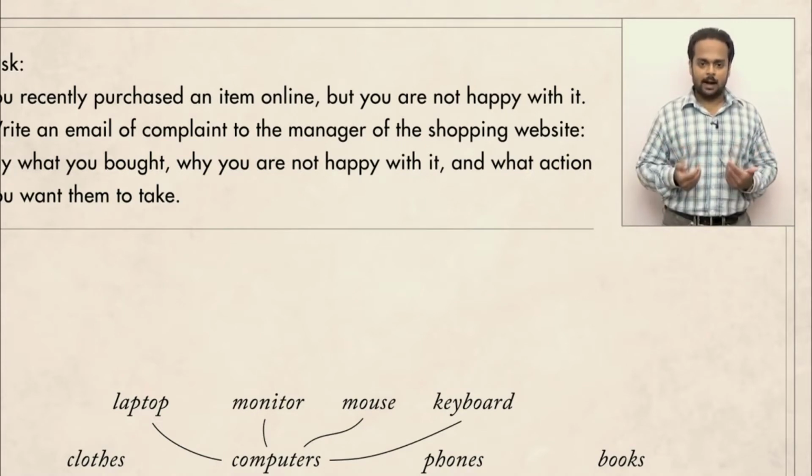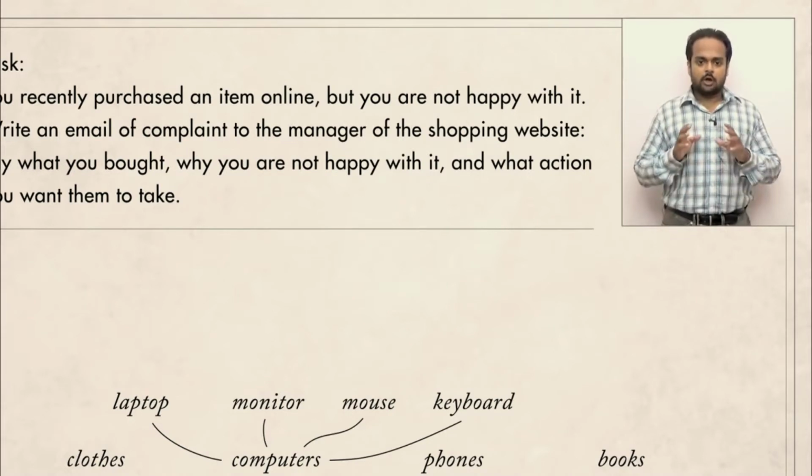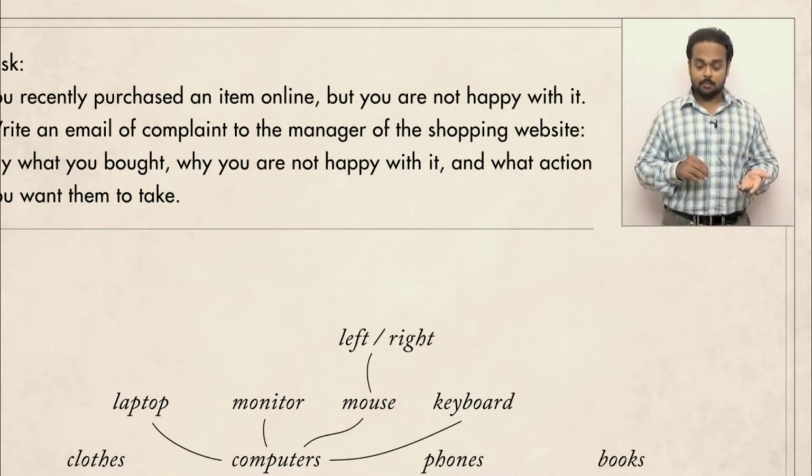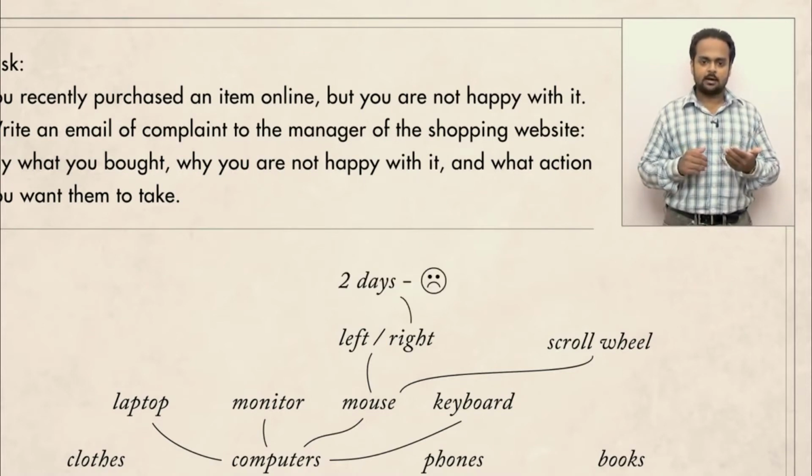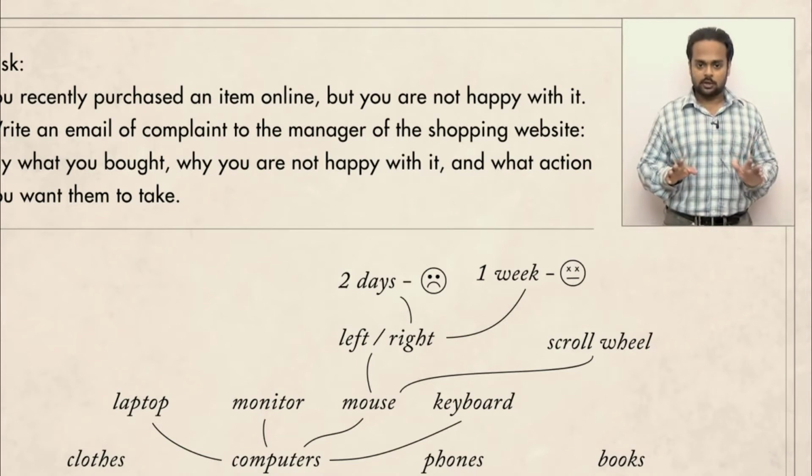Now, if I bought a mouse, what problems might I have with it? I think the most common one that people face is with one of the 2 buttons. Let's pick the right-click button. But you can also have trouble with the scroll wheel. That's the wheel in the middle. So I bought a mouse, and maybe just 2 days later, the right-click button started having problems. But I'm going to say that now it's been a week, and the button has just stopped working.